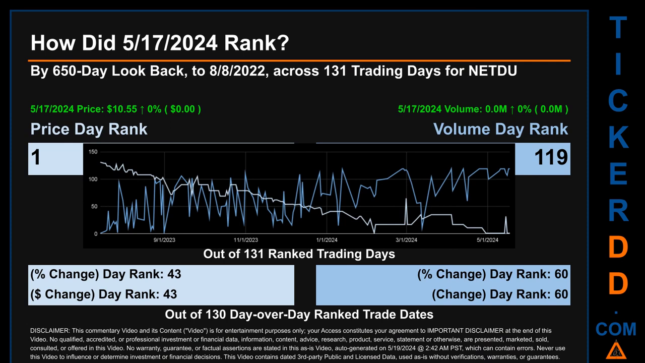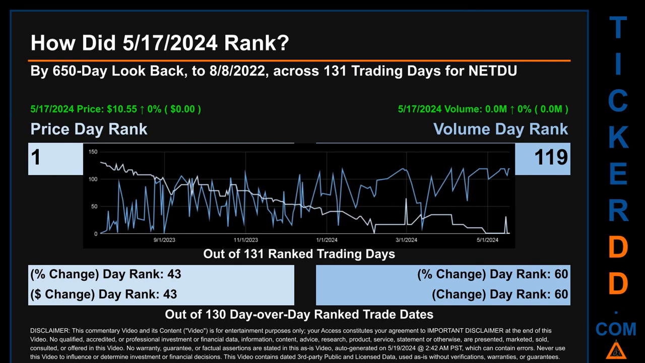How did May 17, 2024 rank for NETDU? By 650 calendar day look back to the 8th of August 2022, across 131 trading days, of which May 17, 2024 price rank 1 while its volume rank 119.